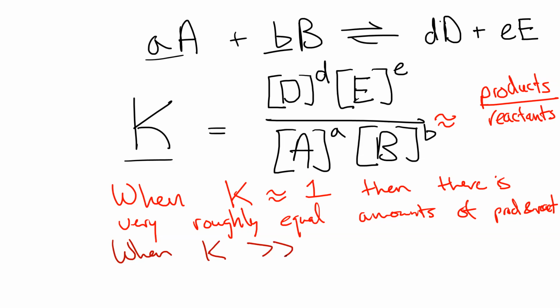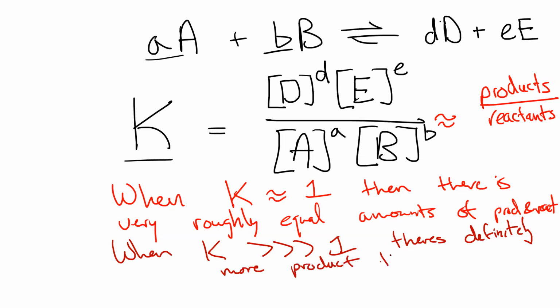When K is much, much, much larger than 1, there's definitely more product than reactant. If K is 1,000, there's clearly more product there than reactant. So a whole lot of reactant became product before equilibrium was reached, because in order to get a value of 1,000, you've got to be doing something like 2,000 divided by 2, or 10,000 divided by 10, which means the quantity of product is much larger than the quantity of reactant.